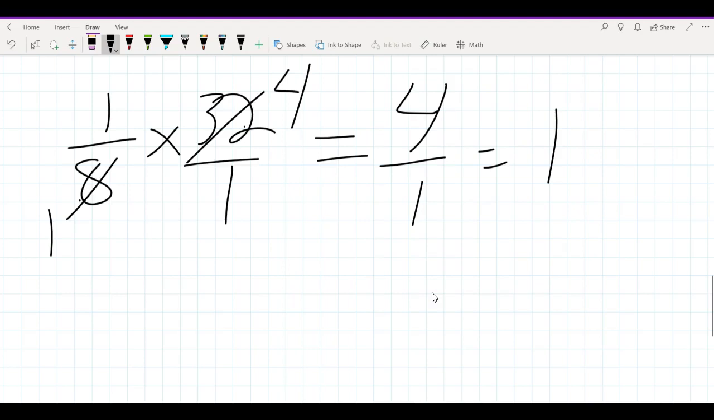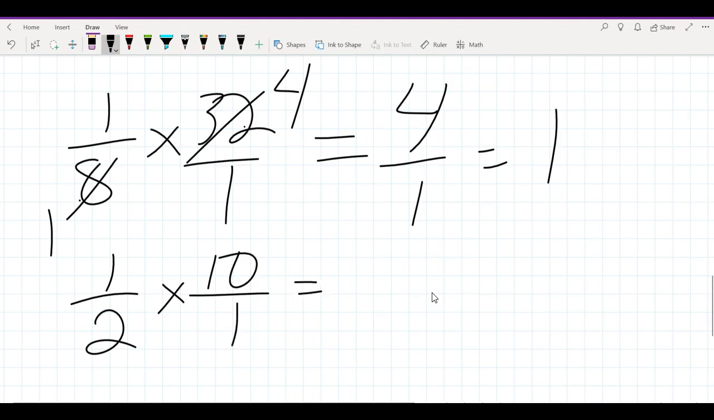Think of it, if you're taking half of something, half of 10, you're actually multiplying 1/2 times 10 over 1, which gives us 5. Half of 10 is 5. So anytime you're taking a fractional amount of something, you're multiplying.